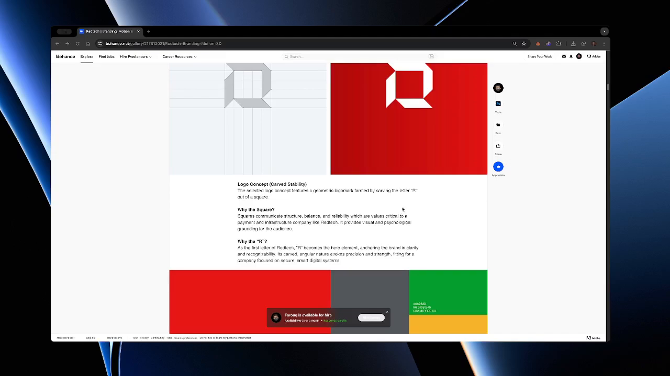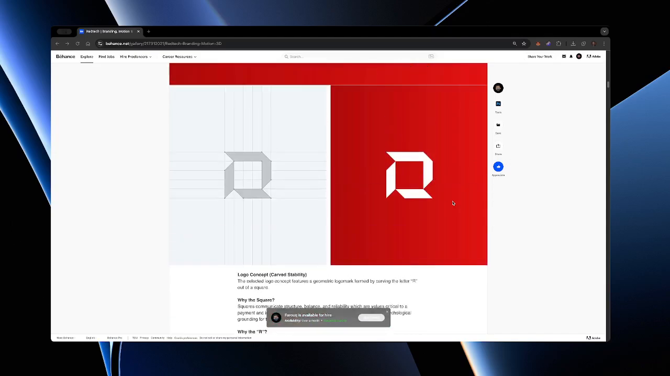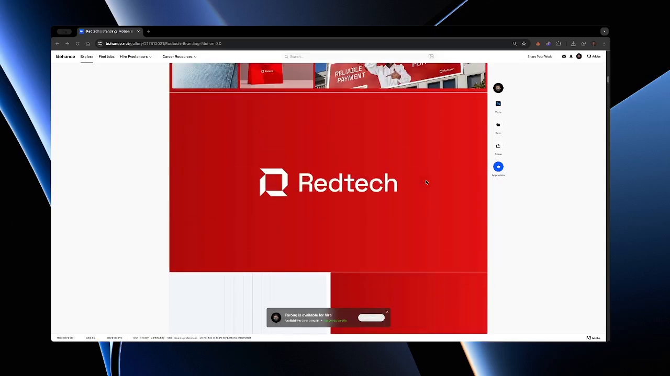So since R is the dominant letter from the brand name Redtech, we decided to make that the hero element, and we carved out the letter R from the square shape. By doing that, we have something very unique and different from the usual. You could tell that this is a brand starting from scratch, and they are very intentional about what they are doing.